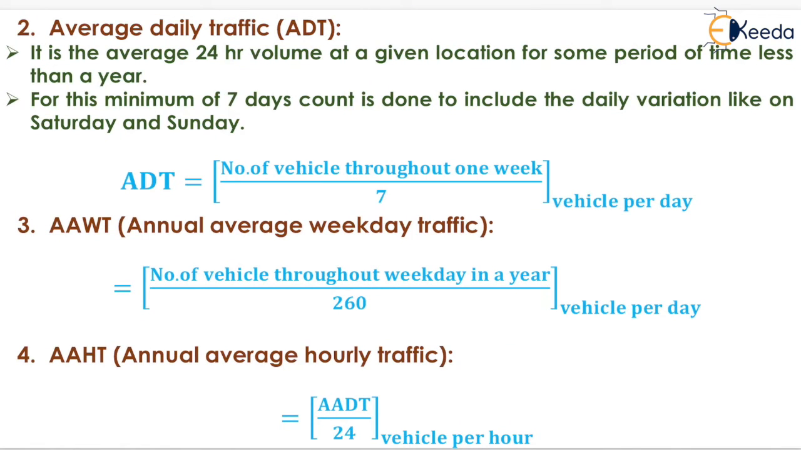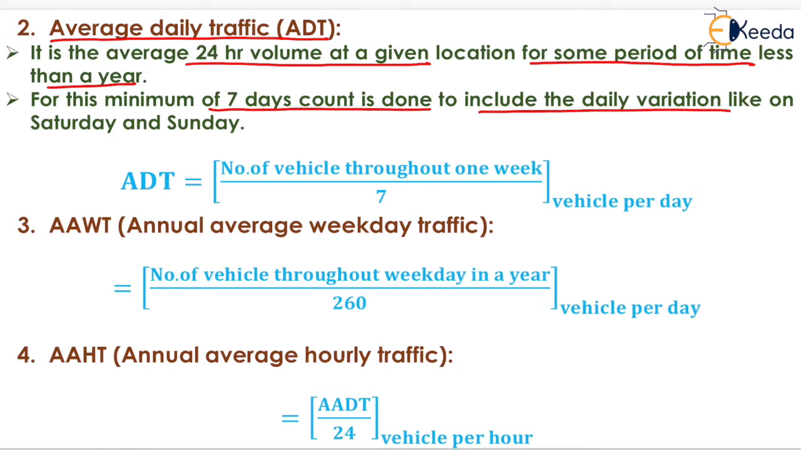Now the next one is the average daily traffic, that is known as ADT. It is the average 24-hour volume at a given location for some period of time less than a year. For this, a minimum of 7 days count is done to include the daily variations like on Saturday and Sunday. Now, ADT can be computed by dividing the number of vehicles throughout 1 week by 7, and we will get the answer in terms of vehicles per day.